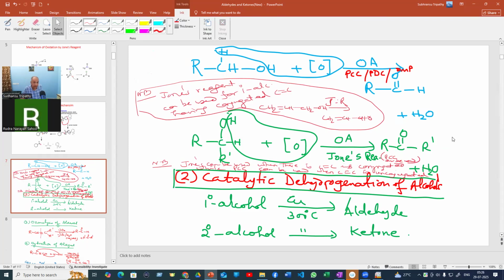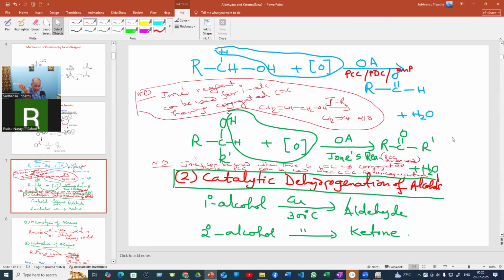So, if there is a double bond, then you have to use Jones reagent for the purpose. So the double bond is retained. But if it is unconjugated, then it is better to use PCC. Write down this because it is already written.